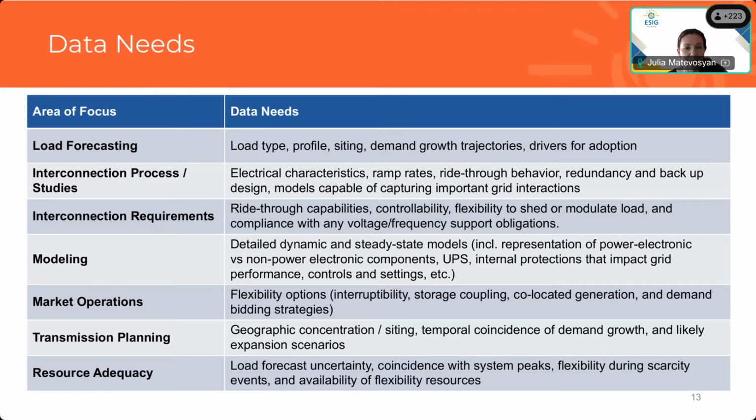For market operations, primarily flexibility options are important. For transmission planning, it's geographic concentration and siting, temporal coincidence of demand growth, and what the likely expansion scenarios are. And for resource adequacy, we need to know what the forecast uncertainty is, what the coincidence with system peak is, what the flexibility during scarcity events is, and what flexible resources are available.